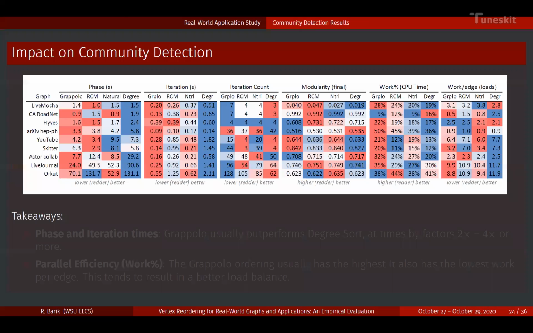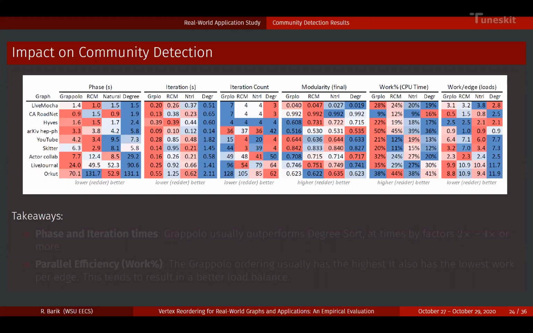We present the results as a heat map, where redder is better. The first table shows the time taken to complete the first phase of Grappolo. We consider only the first phase because the subsequent phases analyze a derivative compressed graph, which has little to do with the input ordering. The iteration heat map shows time per iteration, and the next one shows the iteration count inside the phase. The fourth one shows the final modularity scores.